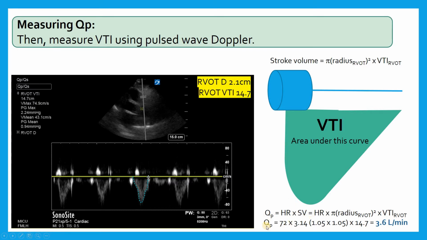In this example, I found that my QP, if I plug in this equation, is going to be 3.6 liters per minute. If you want, you can pause here and do the math yourself. All I'm doing is taking a diameter of 2.1, cutting it in half to get a radius, so that's 1.05. 1.05 squared times pi times my LVOT VTI, which in this example is 14.7 centimeters. And then this 72 is the heart rate of the patient at the time I did this study. So from that, I can get my pulmonary vascular circuit cardiac output.